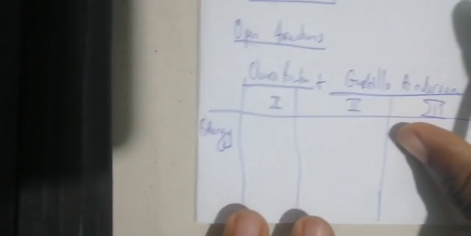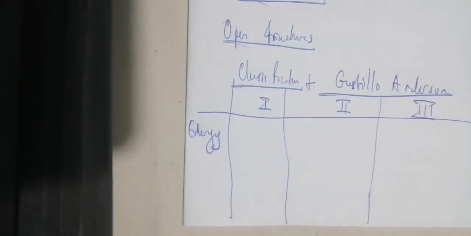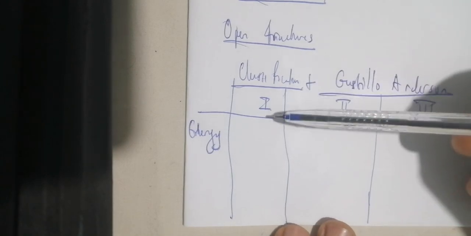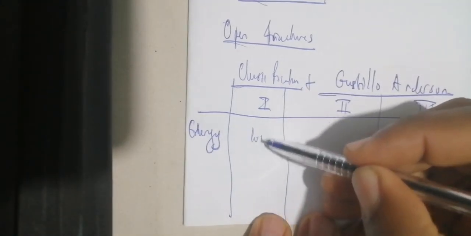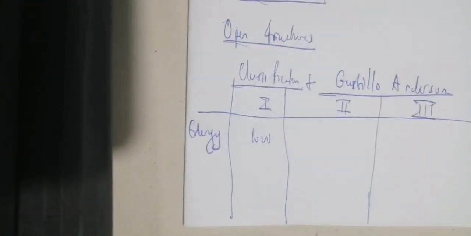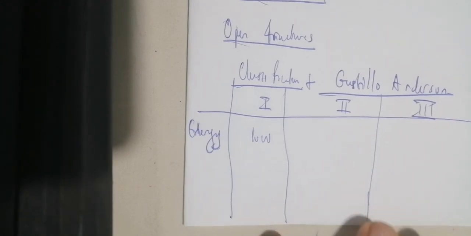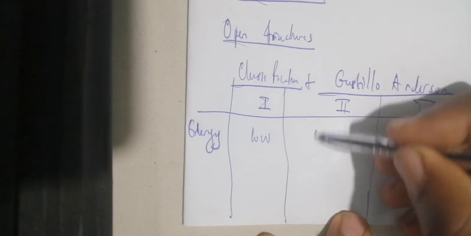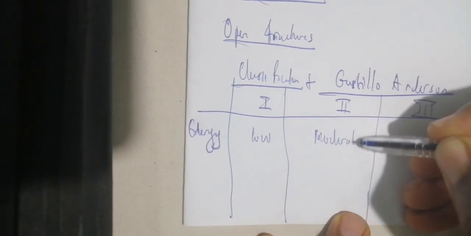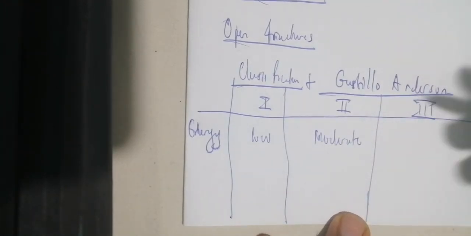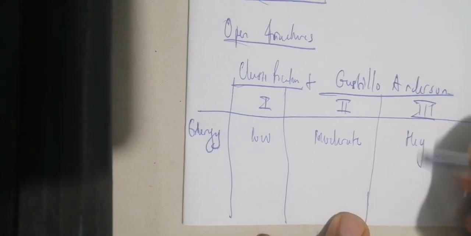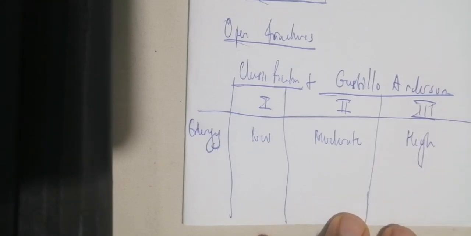The first element that it uses is the energy. Is it clear? The energy of the injury. If you have a mild or a low energy of injury, it is said to be a class 1 Gustilo-Anderson classification. If you have a moderate energy of injury, it is class 2, and if you have a high energy involved, it is class 3. Is it clear?